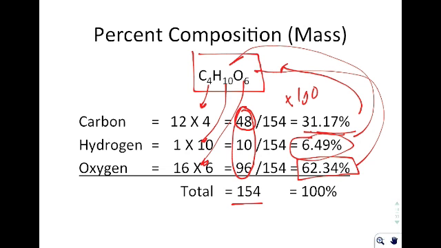You should be able to take a molecule, any molecule like CO2, and tell me the percent composition by mass of each element. So I can say, what's the percent mass of carbon in carbon dioxide? Or what's the percent mass of oxygen in carbon dioxide?